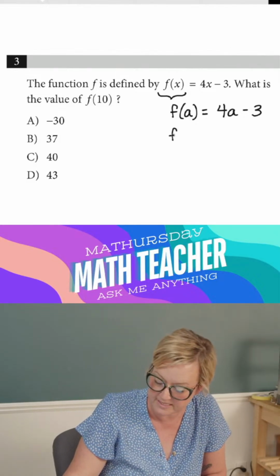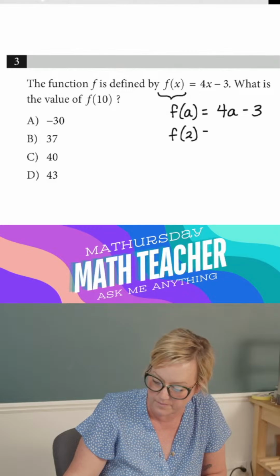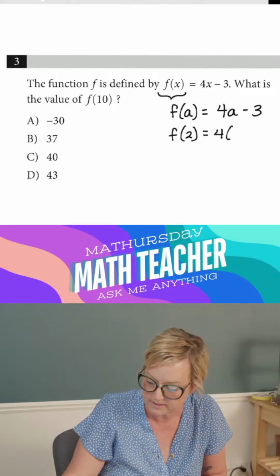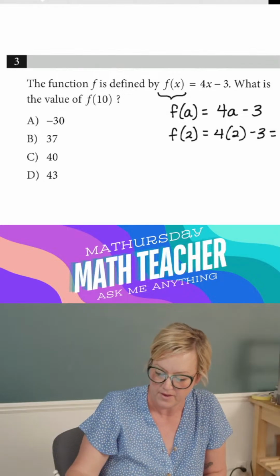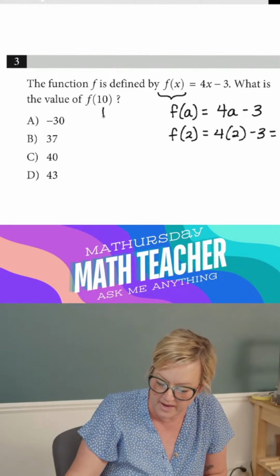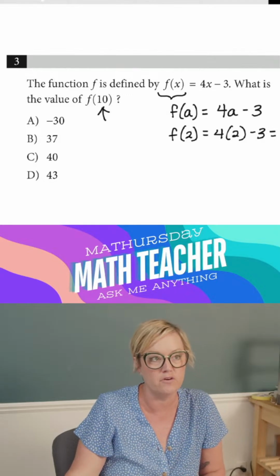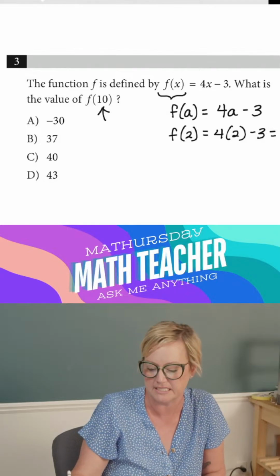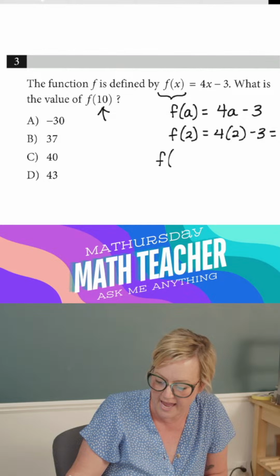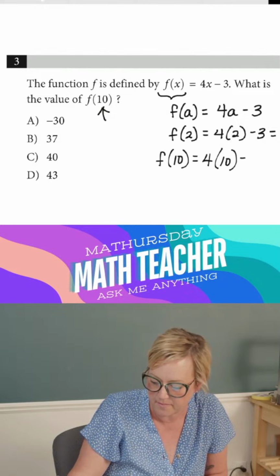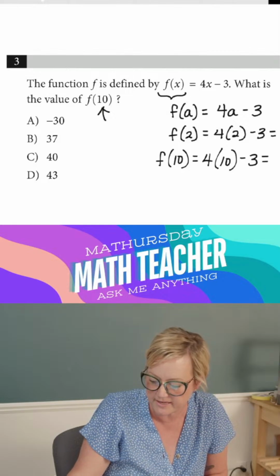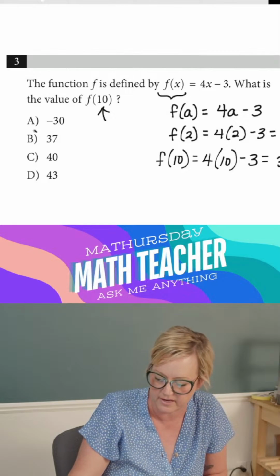So if in that parentheses is a number like 2, you would do 4 times 2 minus 3, which would be 5. So f of 10, this replaces the x. Whatever's in the parentheses replaces the x. So f of 10 would be 4 times 10 minus 3. That's 40 minus 3, which is 37. So the answer is B.